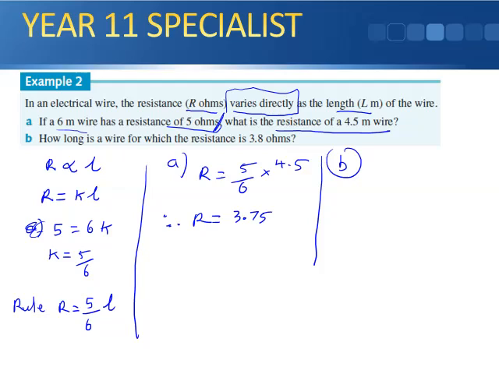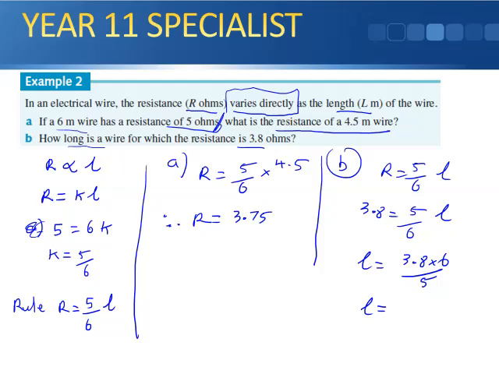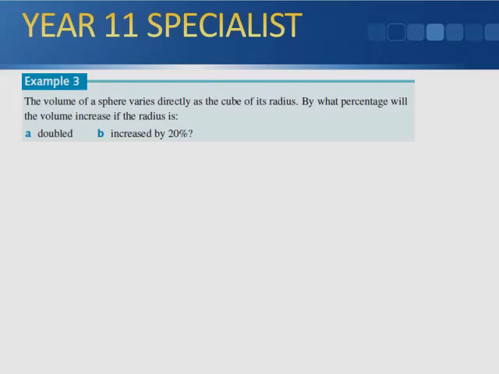Part B, how long is a wire which has a resistance of 3.8? So if I write down my rule, 5/6 L, I've got a resistance of 3.8 equals 5/6 L. So when I times by 6 and then divide by 5, or rearranging this, we get 3.8 times 6 divided by 5, that's my length, and my length ends up being 4.56 meters. I better write ohms on the other one, OHMS. I'm not writing them in words. You guys can finish them off in words.